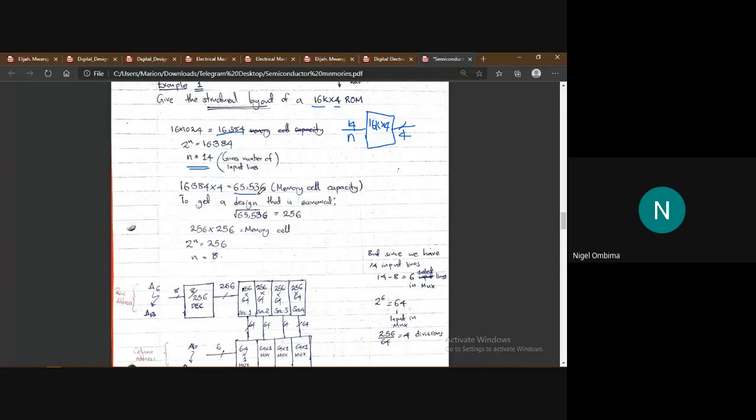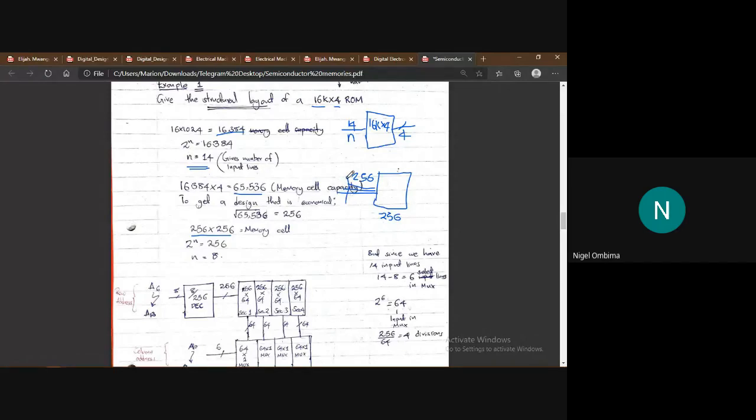So we get the square root of this in order to get a geometrical structure that looks okay. The square root of it will be 256. So this gives us a 256 by 256 memory cell, such that this side is 256. Also, the columns are 256. So there's supposed to be lines like this. This is the memory cell matrix now.